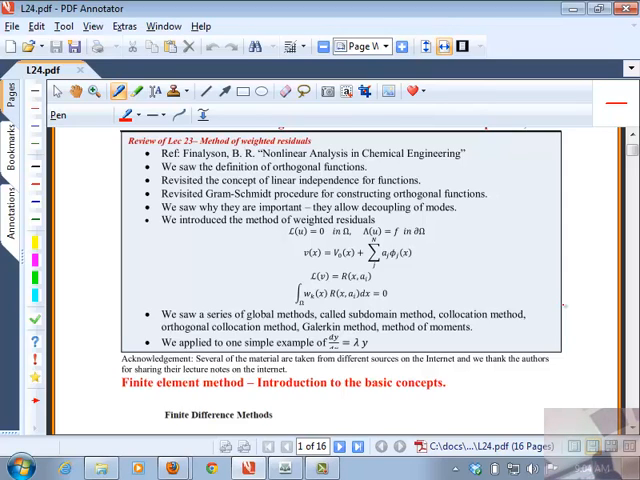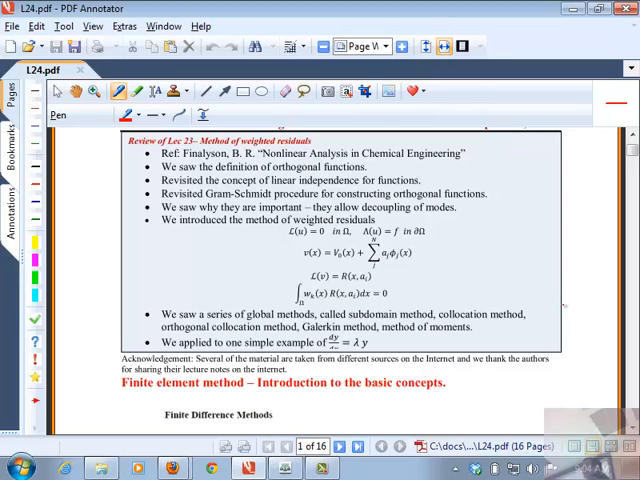The book by Finlayson, Nonlinear Analysis in Chemical Engineering. There is an earlier book by him. I think the title is Method of Weighted Residuals. It came probably in the 70s or 80s. They are both excellent books for this topic on method of weighted residuals. And he has contributed a lot to its development and published a lot using this method, a number of problems in chemical engineering.